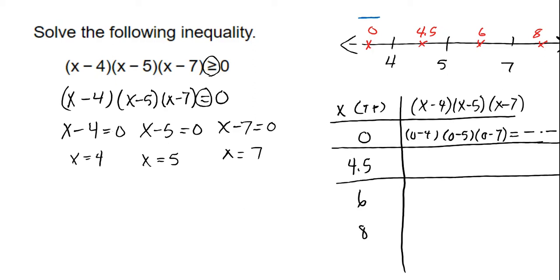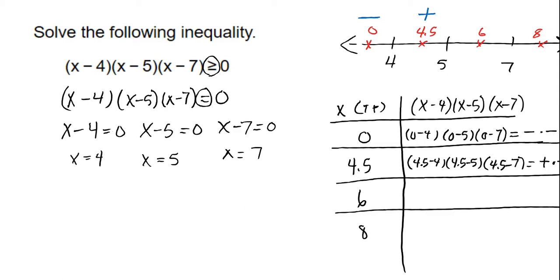So that's telling me that I have a negative value for that expression in the first interval. So let me test 4.5. It's 4.5 minus 4, 4.5 minus 5, and 4.5 minus 7. So 4.5 minus 4 would be positive. 4.5 minus 5 would be negative. And 4.5 minus 7 would be negative. Positive times a negative will be a positive. So in this interval, our expression is positive.